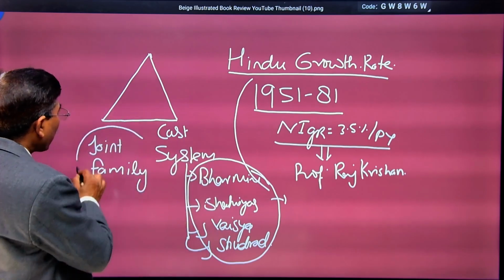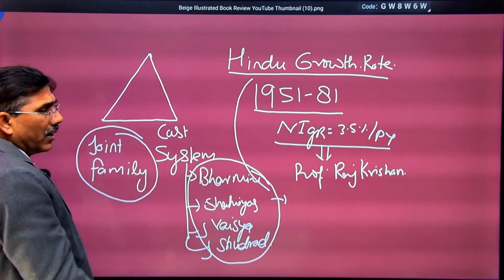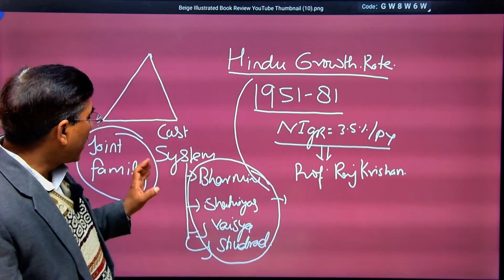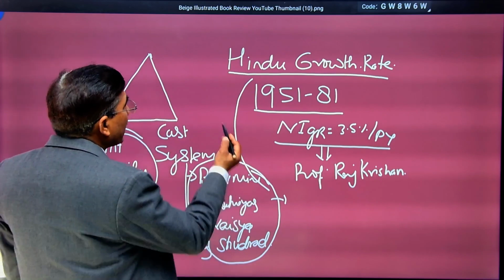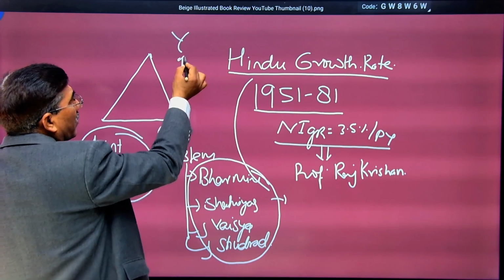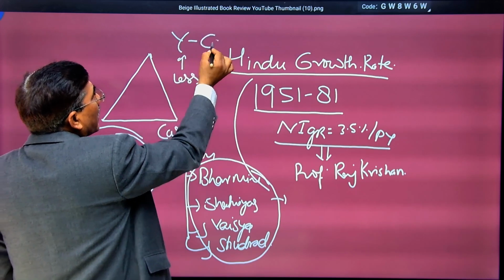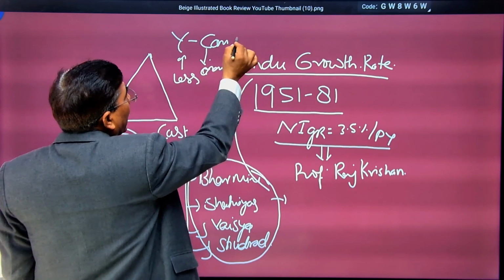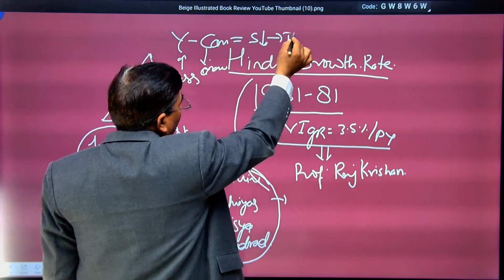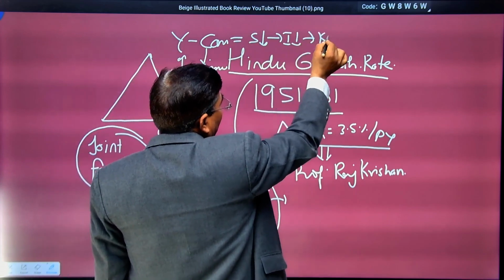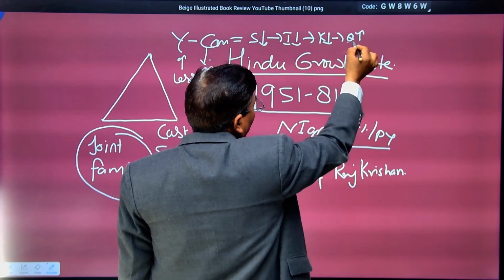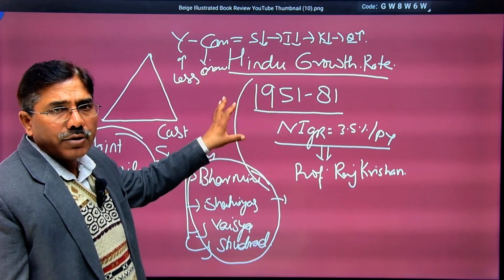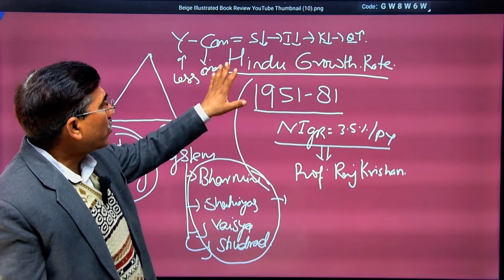Similarly, you can think about the joint family. In a joint family, only one or two members are productive. The rest of the members are consumers in the system. If national income is contributed by fewer persons and consumption is contributed by more persons, then definitely our saving will be low, investment will be low, and capital formation will be low. In this way, growth will be low in the economy. That kind of phenomenon was prevailing in our economy during the period 1951 to 81.